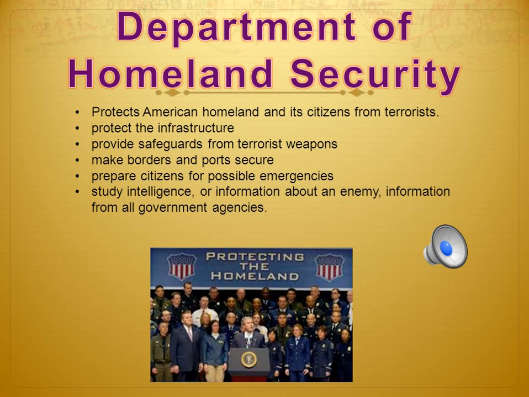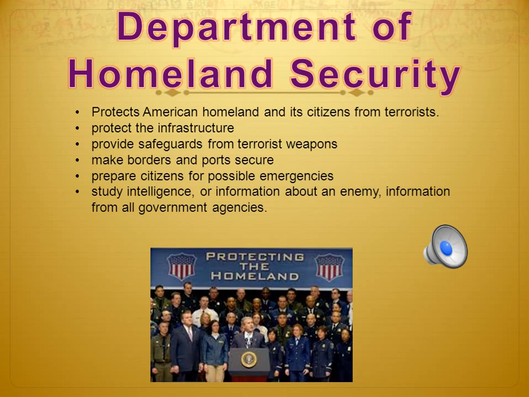any major meeting event areas, anything that creates a social kind of architecture or a way for resources to be transported. Anything that has to do with keeping our system going, they protect. They provide safeguards from terrorist weapons and make borders and ports secure. They prepare citizens for possible emergencies.